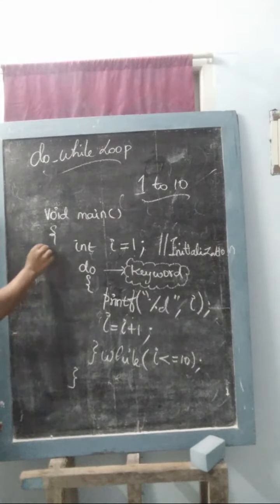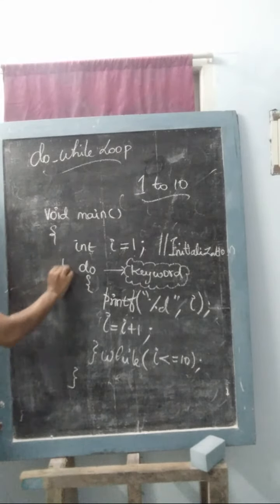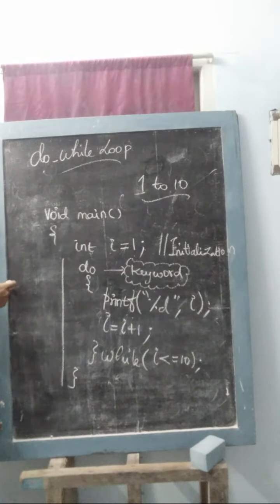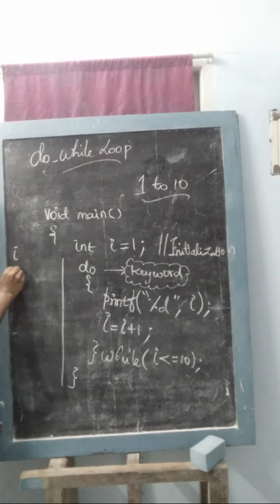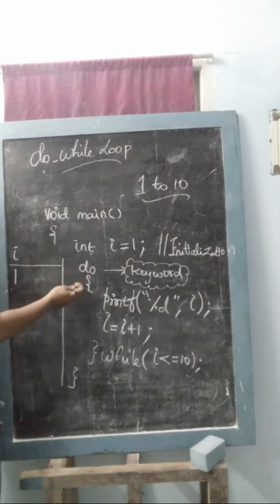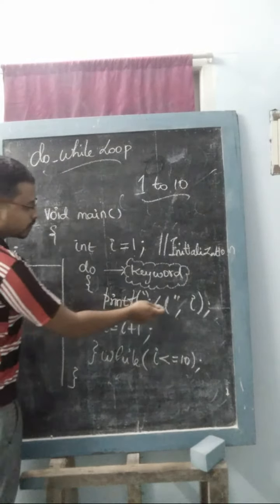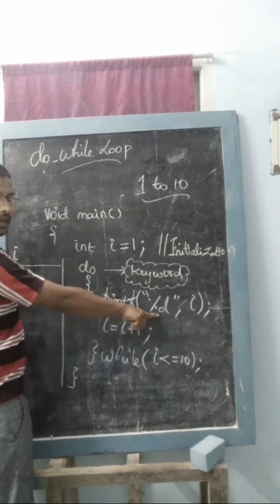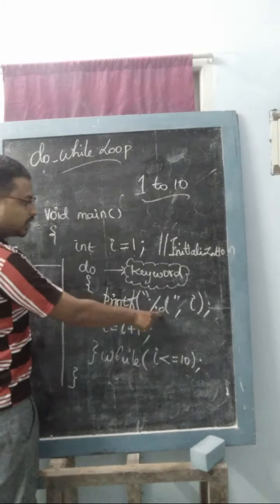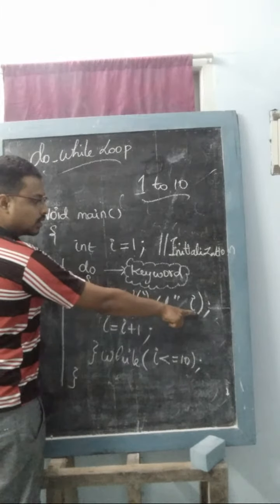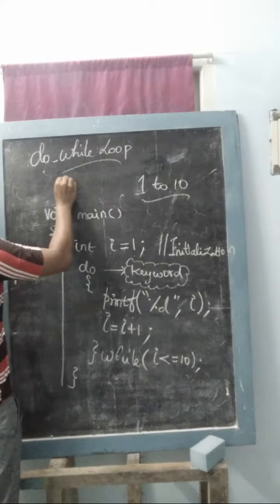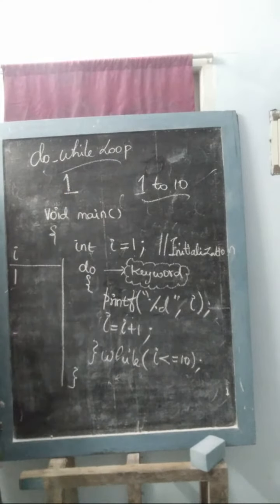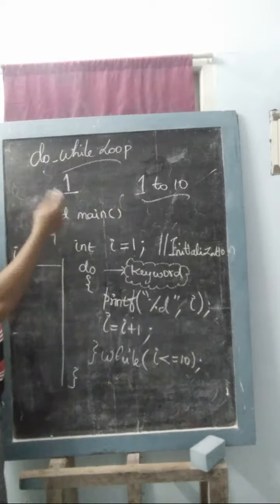Here I am explaining this rule. You just focus here. First of all, what is the I value? I value is 1. Do, what to do? printf percentage d. We should print the integer number, and the integer number is I. What is the I value now? That is 1. So we need to print I here, and the output will appear in the output screen.